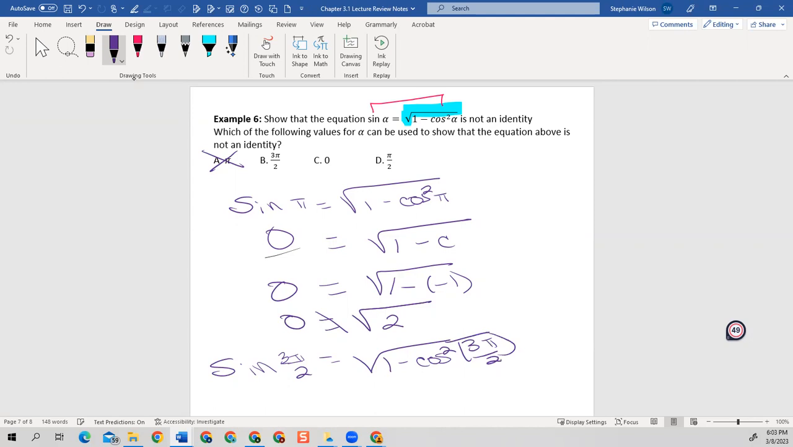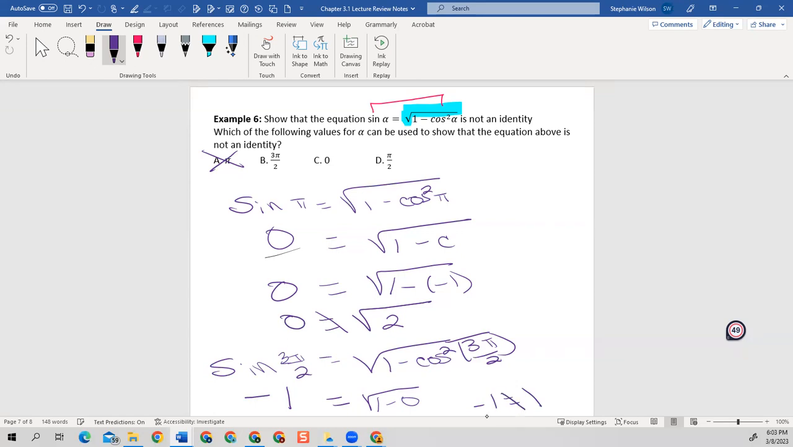So now I got sine 3 pi halves. That equals -1. Awesome. Now let's try the other side. Cosine of 3 pi halves. That's 0. So now I got 1 minus 0. So now this says for B, -1 is equal to 1. That's not true.